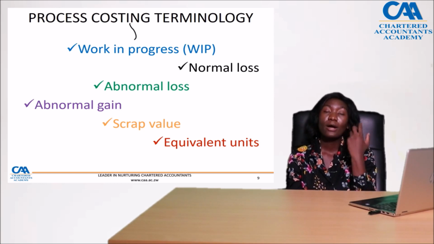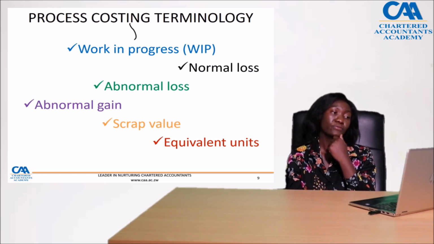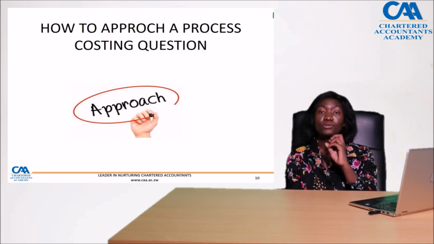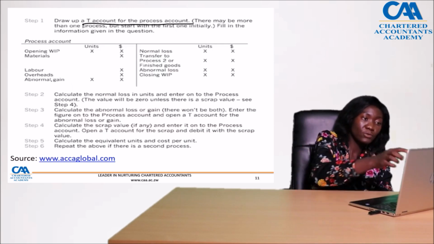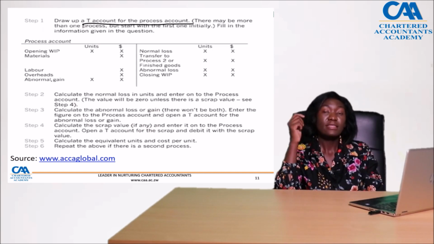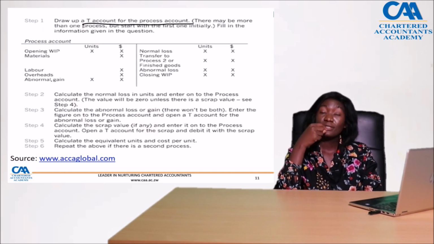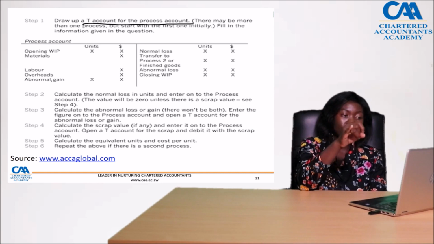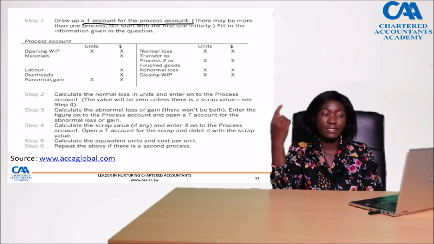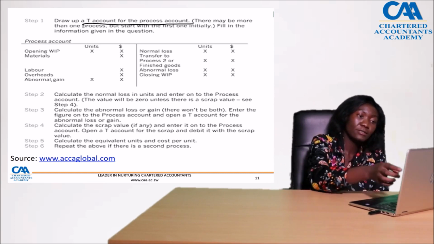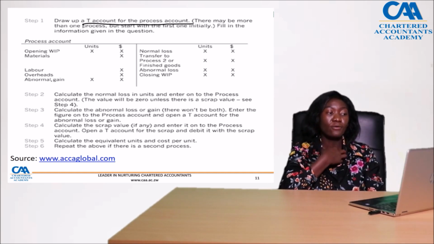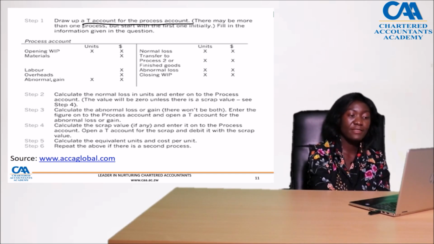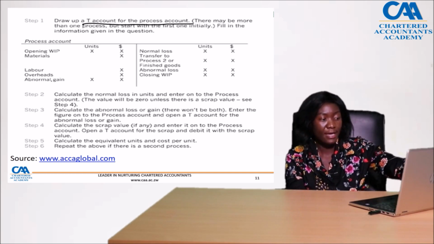So now let's discuss how you approach a process costing question. Now, when you approach a process costing question, first of all, draw a T account for the process what? For the process account. There may be more than one process, but start with the first one. From there, you fill in the information given. So step 2, you calculate normal loss if there is any, and you enter it on the what? On the credit side of your process account. You calculate your abnormal loss if there is any, or an abnormal gain if there is any.